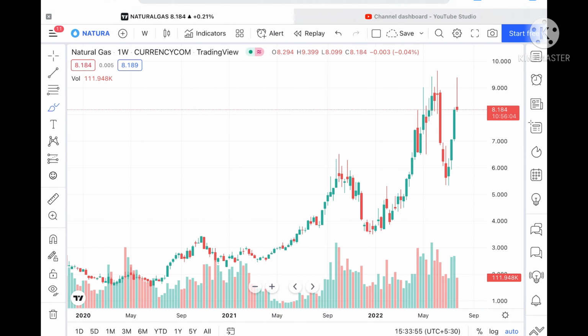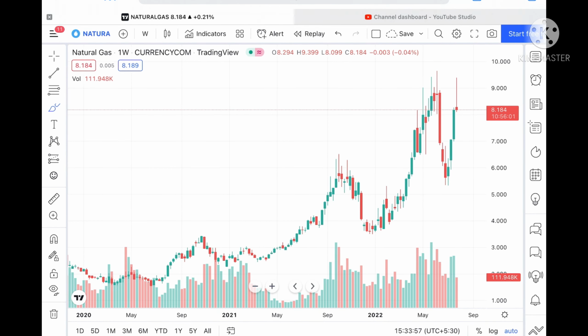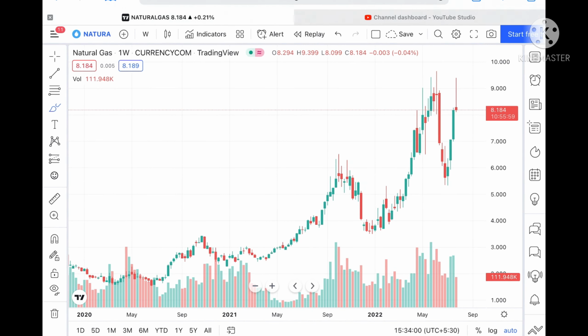You have to understand, suppose this particular level didn't sustain, because what we have seen is that the natural gas price has already made a high twice.